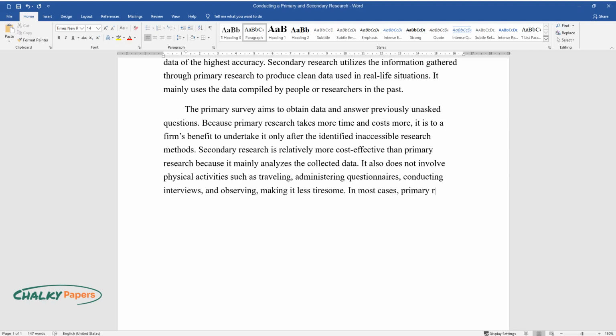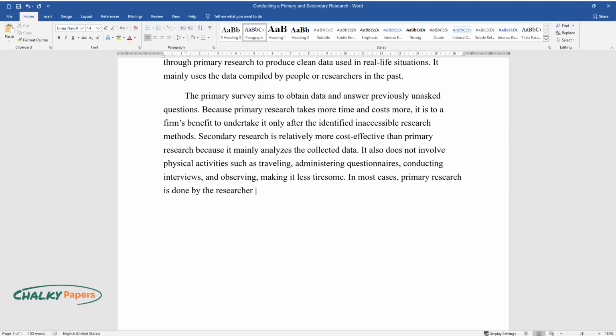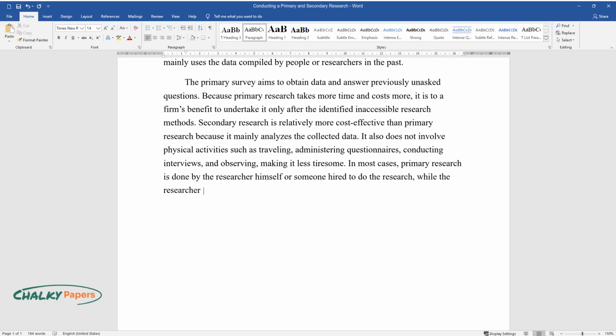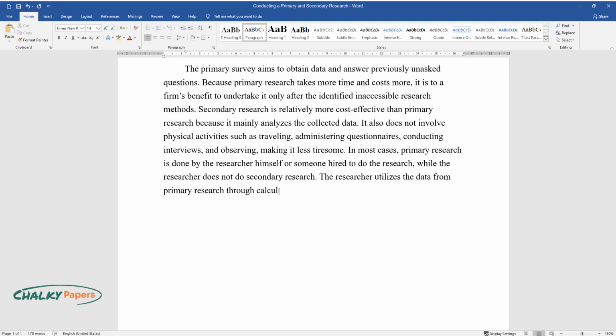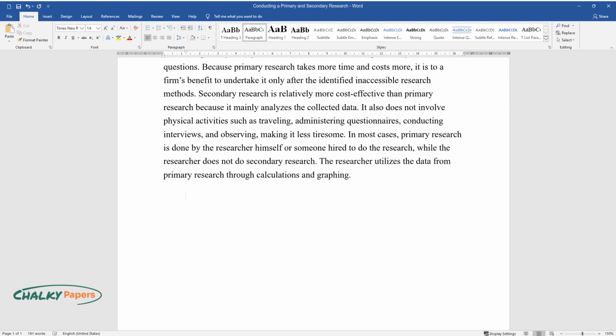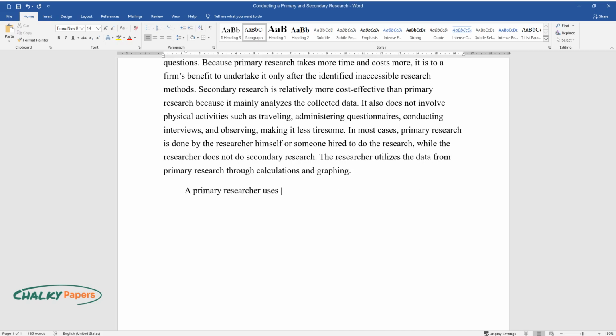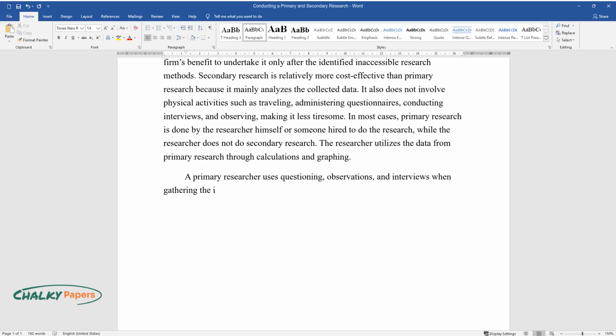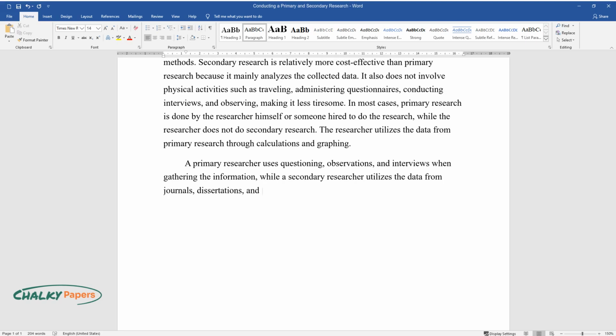In most cases, primary research is done by the researcher himself or someone hired to do the research, while the researcher does not do secondary research. The researcher utilizes the data from primary research through calculations and graphing. A primary researcher uses questioning, observations, and interviews when gathering the information, while a secondary researcher utilizes the data from journals, dissertations, and published sources.